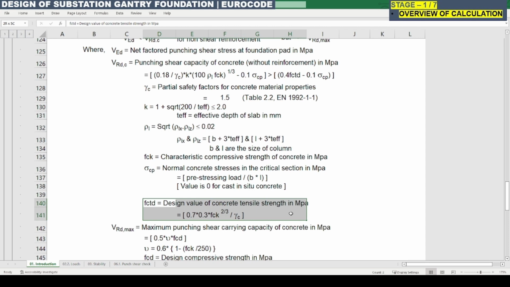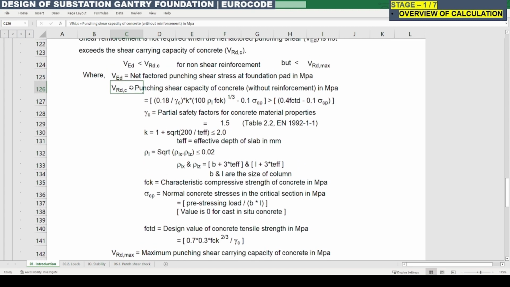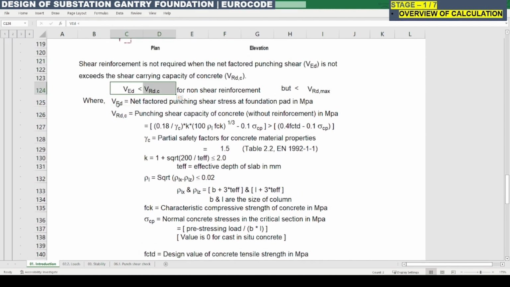FCTD is nothing but the design value of concrete tensile strength in megapascal. For that we need to calculate using this equation: 0.7 into 0.3 into FCK power 2 by 3 divided by gamma C. Likewise we need to find this. Once after finding this VRDC, we need to check whether it is greater than VED, the calculated or actual punching shear. If it is greater than the VED, then there is no need of providing any shear reinforcement.